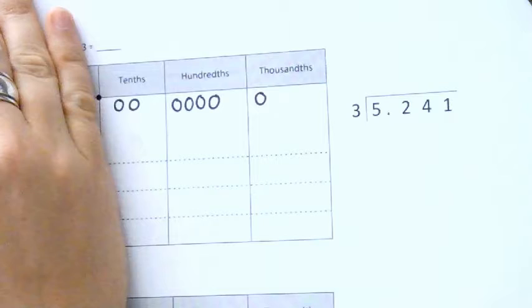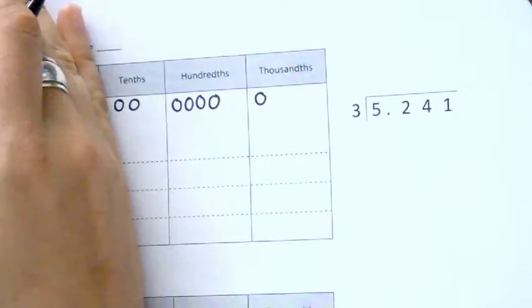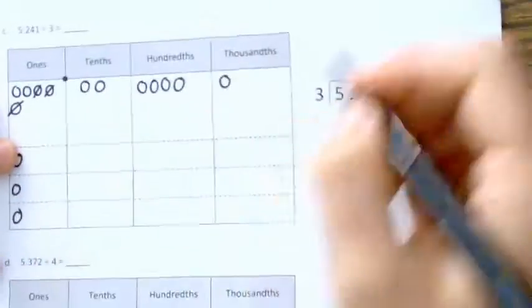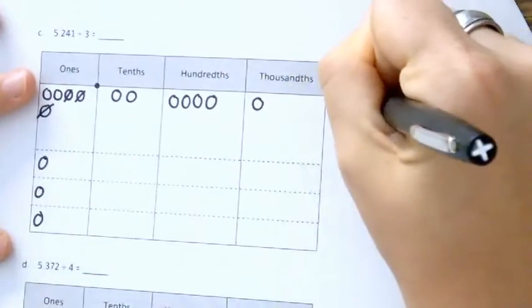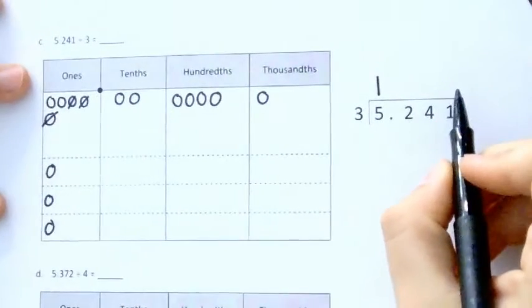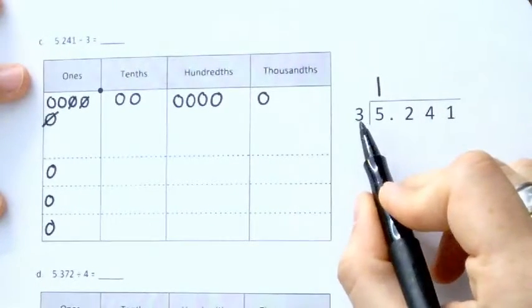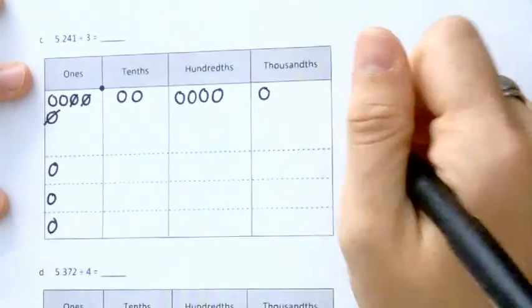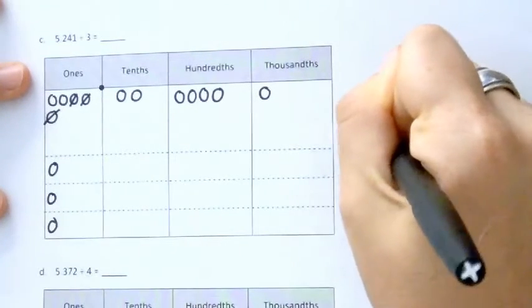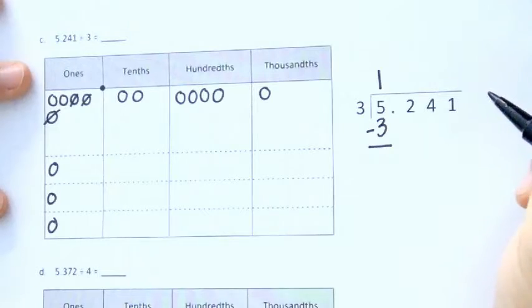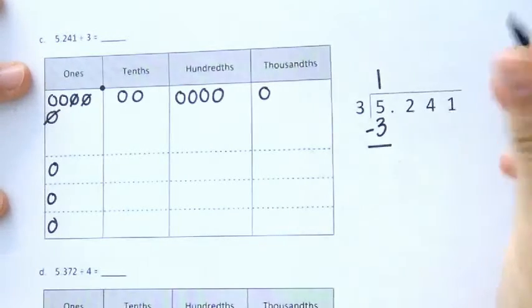Kaden, how many ones are in each group? Yep. Alright, so on the count of 3, 1, 2, 3. 1. Alright, so we have 1 in each group. Therefore, we need to write a 1 above the 5. Okay? 3 times 1 is 3. So we subtract 5 minus 3, and what is 5 minus 3, everybody?